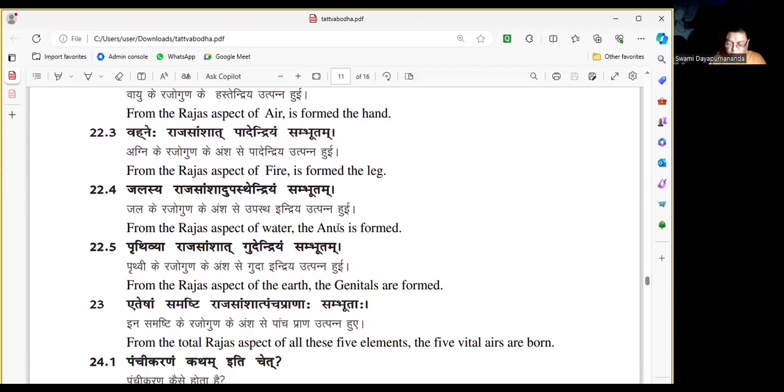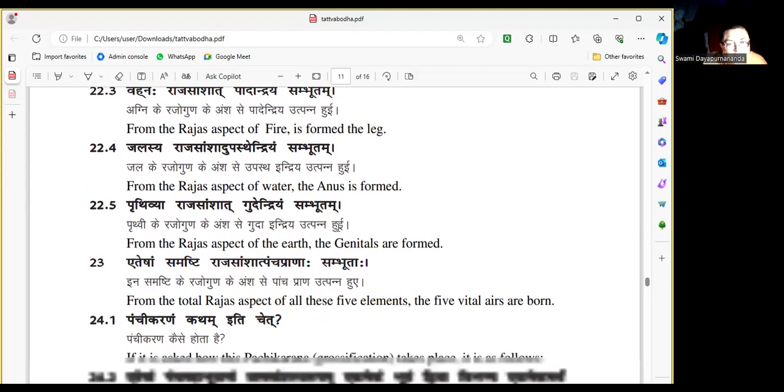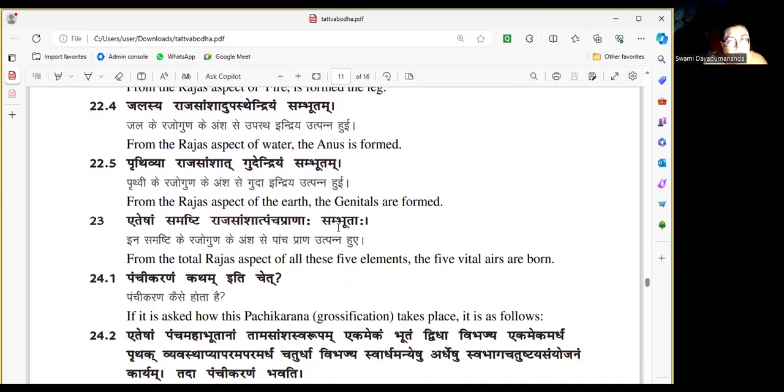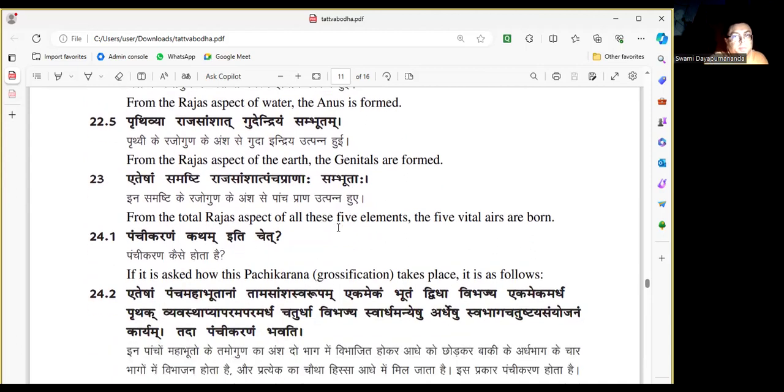So now he enumerated the five Pancha Mahabhuta, Sukshma Bhuta, and then the five Gyanendriya. He told the five Karmendriya. He also told the four Antakarana, the four Antarindriya aspects. This much he has told. Then will come the next part, how it has been formed.